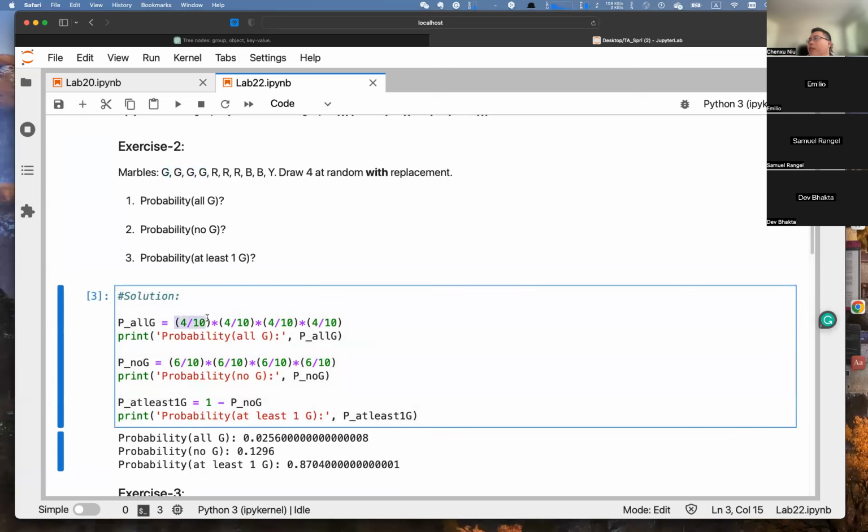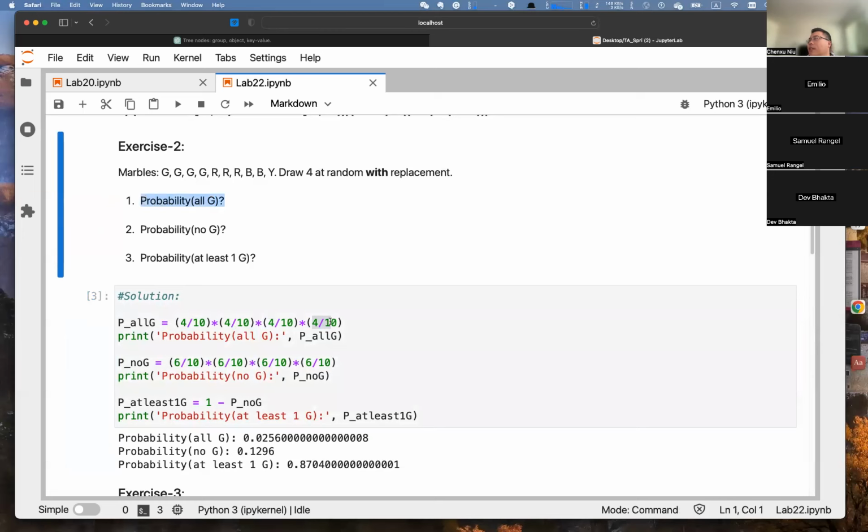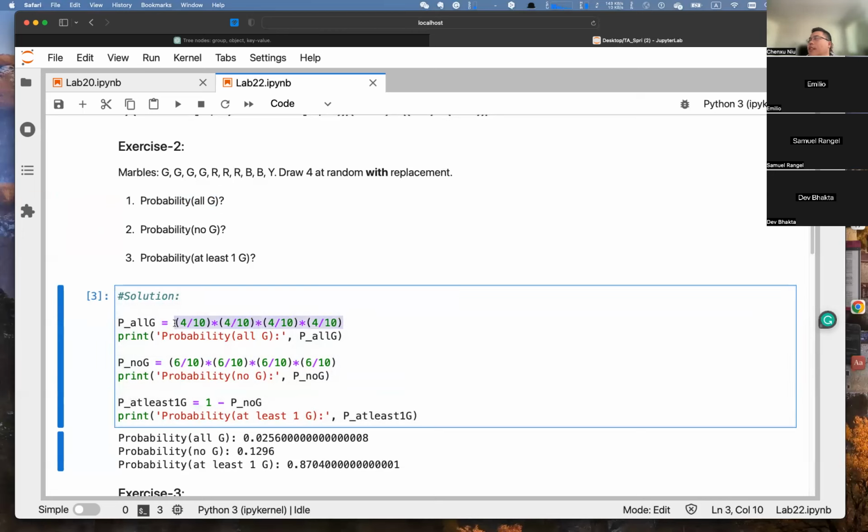So that's why here we use 0.4, multiply 0.4, 0.4, 0.4. Probability of all G's means that you draw a G at each time for the first four times, right? So that's why here the result is 0.025, right?